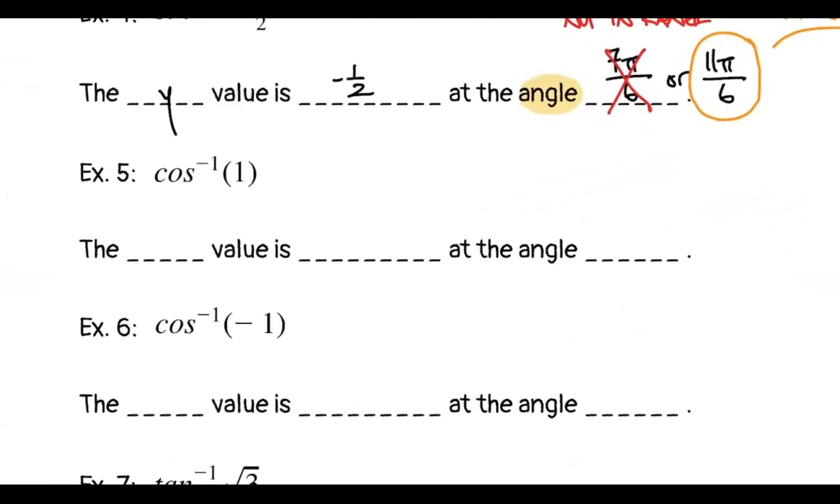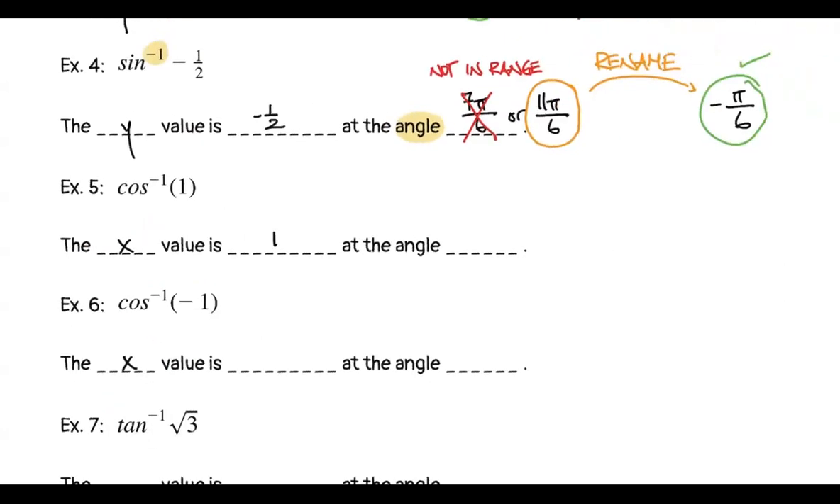All right, for 5 and for 6. So inverse cosine or arc cosine for both of them. What do I put in that first line for both of these? Yeah, we're going to put an x value, right? Because we're not looking at inverse sine anymore. We're looking at inverse cosine. All right, so the x value for number 5 is going to be 1. And let's find the angles where we have an x value of 1.